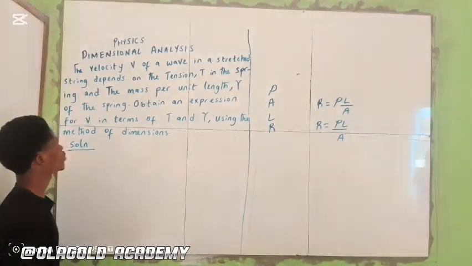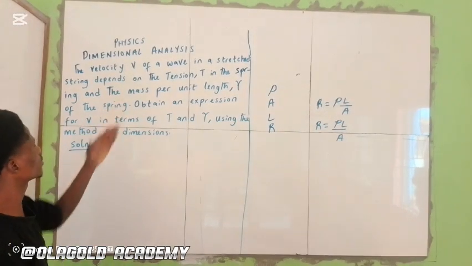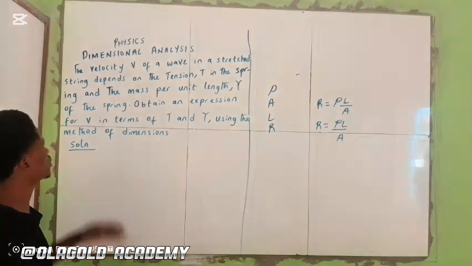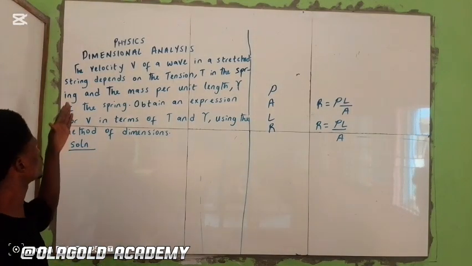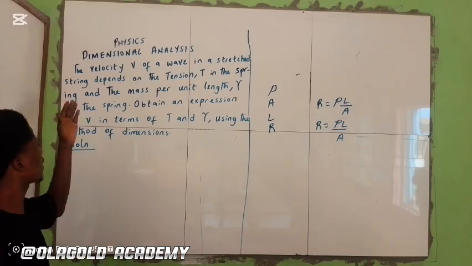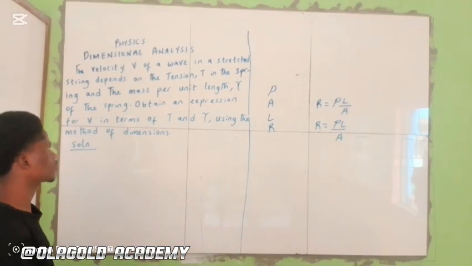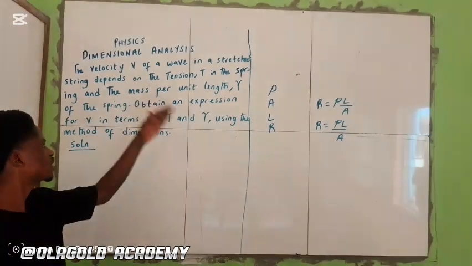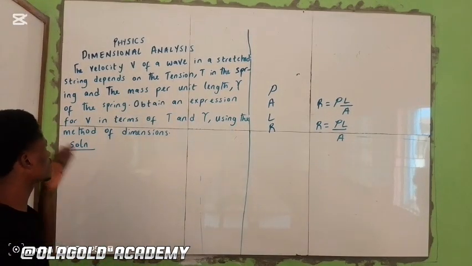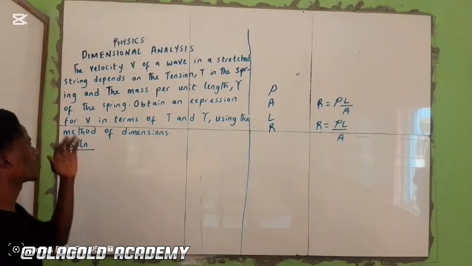Now on the board, we're having a question which says the velocity v of a wave in a straight string depends on the tension T in the spring and the mass per unit length gamma of the spring. Obtain an expression for V in terms of T and gamma using the method of dimension.